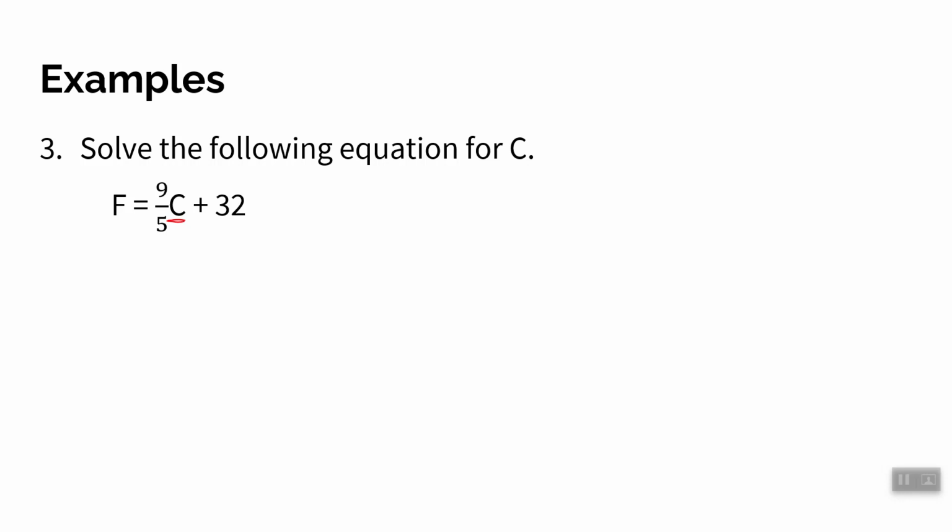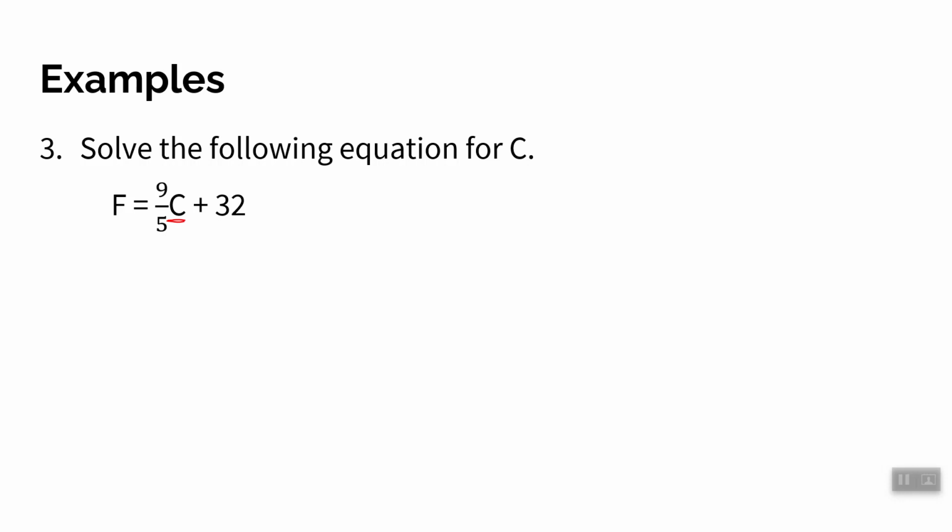Right now it's solved for F. I need to solve it for C. I need it to say C equals at the end. So when I look at what's happening to it, I see that 9/5 is being multiplied by C, and I also see that 32 is being added to that term. We want to undo the addition, we want to undo the multiplication, just like we would with solving an equation.